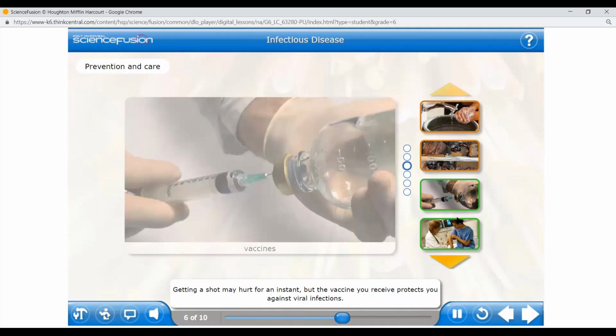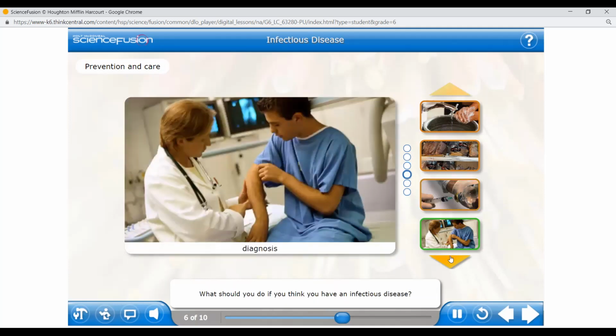Ouch. Okay. What should you do if you think you have an infectious disease? Diagnosis is the first step in curing. The word diagnosis is very important for a physician, because the best doctor is the one who diagnoses the disease.